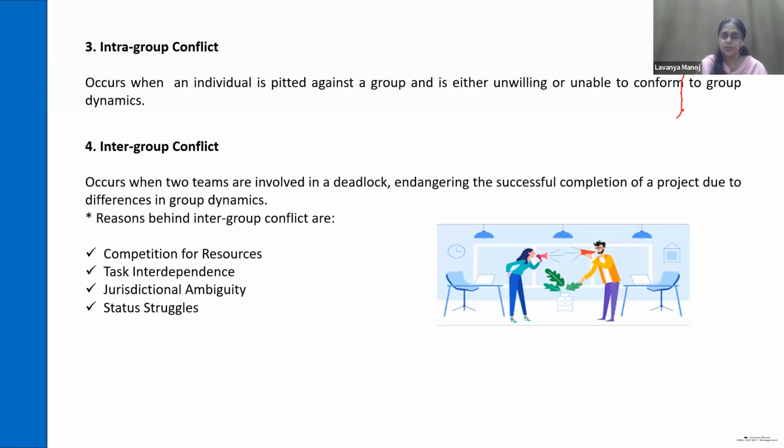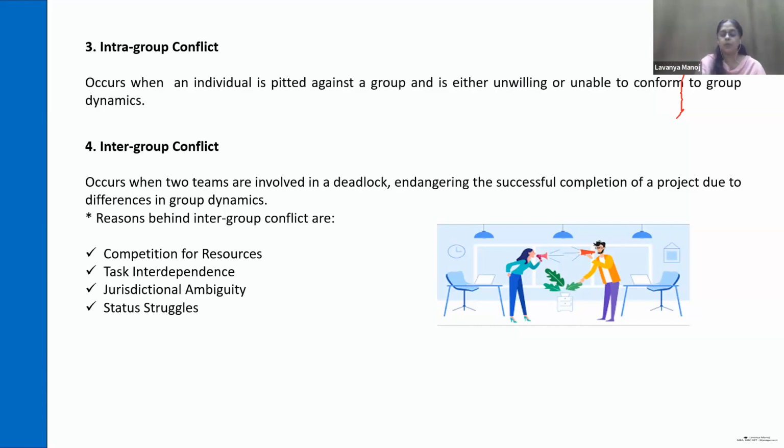Jurisdictional ambiguity is something like judgmental. They may think the other people cannot win over the situation, and this team, this department, will think they cannot win over this situation without this department's help. And status struggles, that is status in the organization. Whether you're the best or I'm the best, or you have a high position or I have a high position, whether your department is the best, or my department contributes more to the organization. These status struggles are also a reason for intergroup conflict.